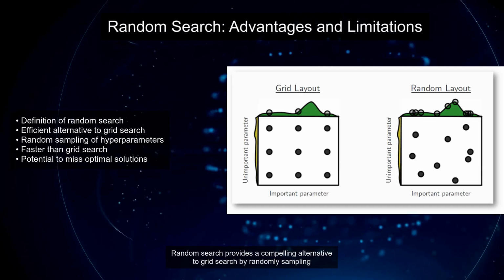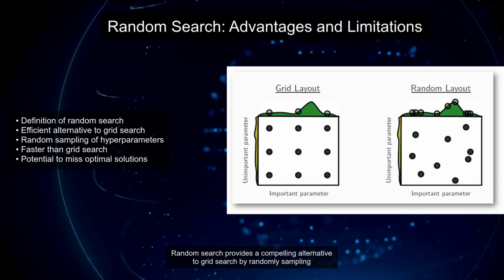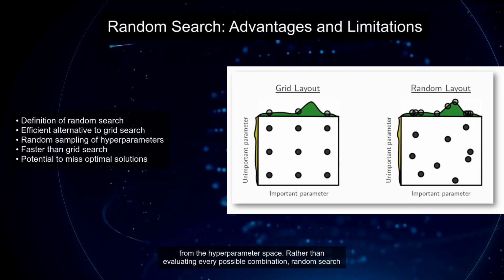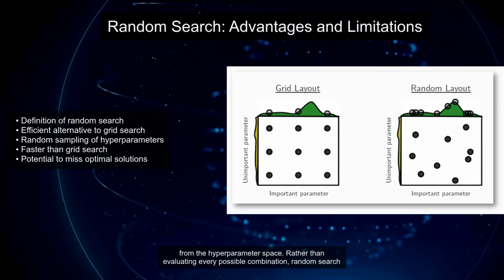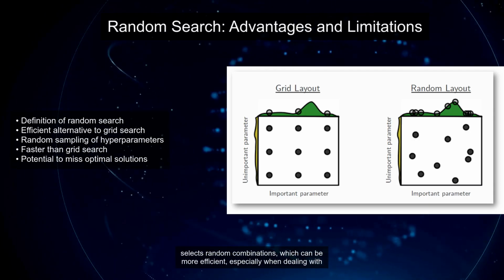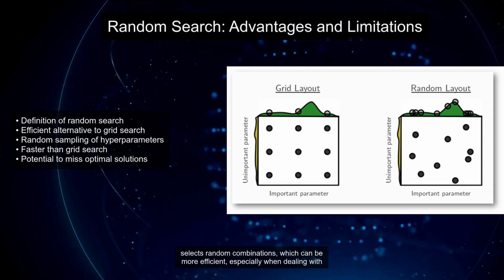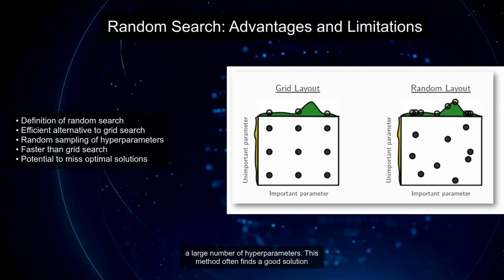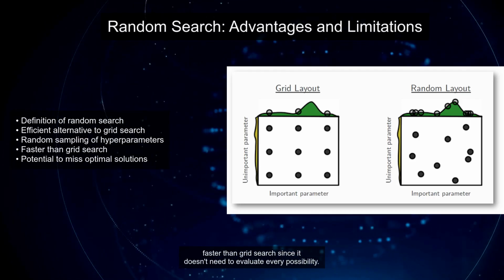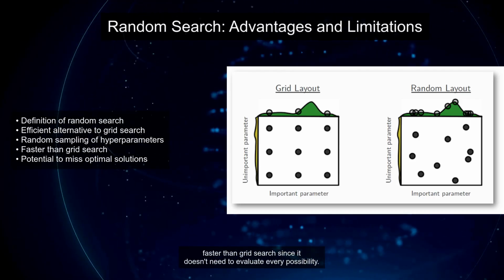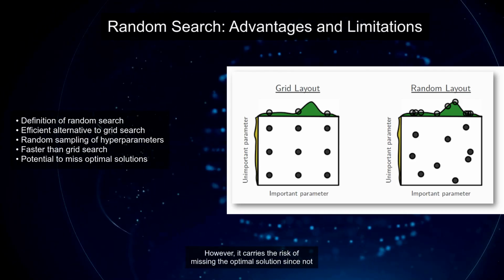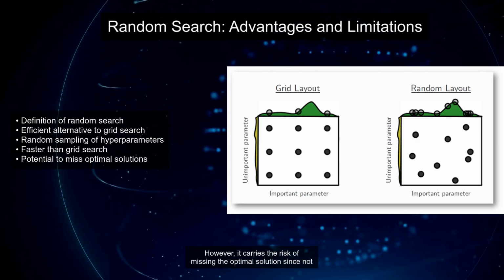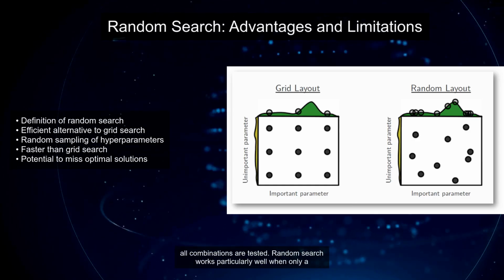Random search provides a compelling alternative to grid search by randomly sampling from the hyperparameter space. Rather than evaluating every possible combination, random search selects random combinations, which can be more efficient, especially when dealing with a large number of hyperparameters. This method often finds a good solution faster than grid search since it doesn't need to evaluate every possibility. However, it carries the risk of missing the optimal solution since not all combinations are tested.